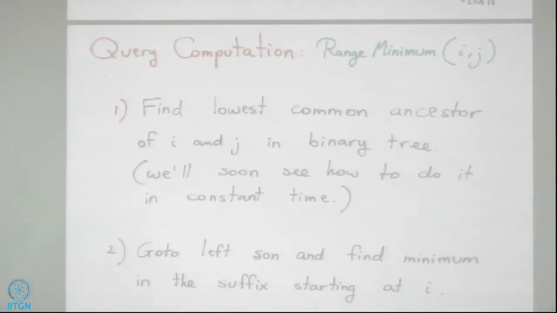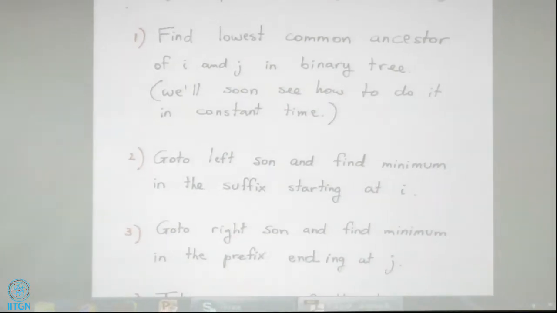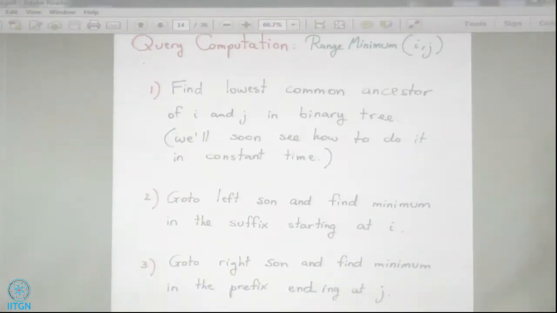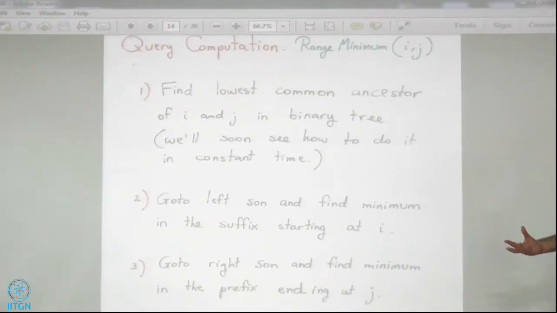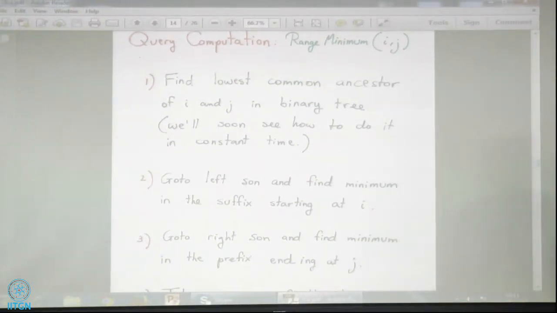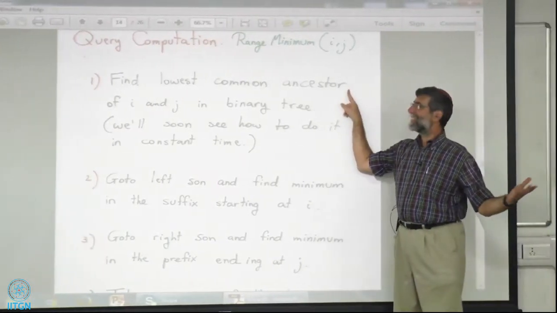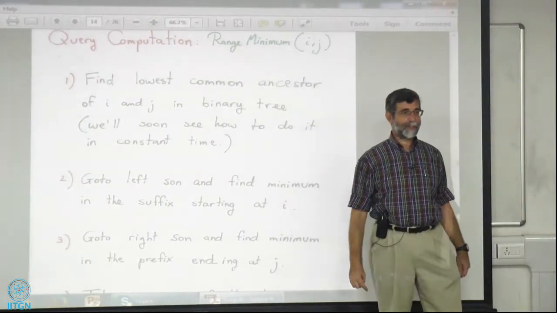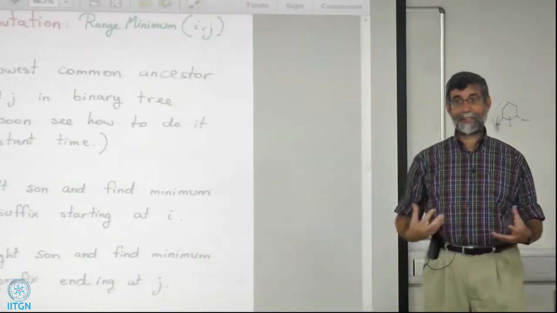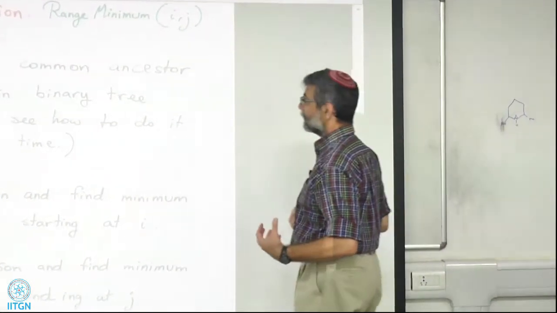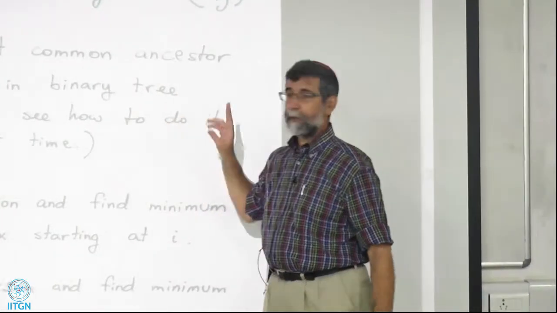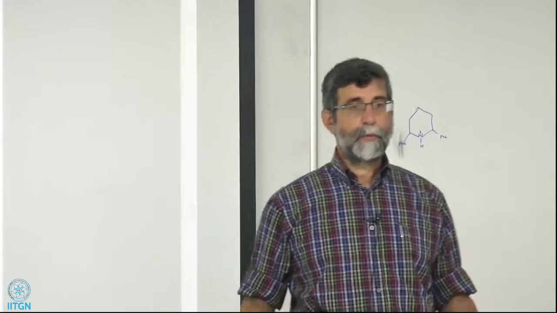Okay. So now, how do we do a query computation? This is all we need. We have this tree, and we need to do a range minimum query of i and j. The first thing is we find the lowest common ancestor of i and j in the binary tree. Here we're using the lowest common ancestor in order to solve it. And we'll soon see how to do it in constant time in this tree, because remember, this is not a general tree. This is a beautiful binary tree, full. So in fact, finding the lowest common ancestor in something like this is quite easy.